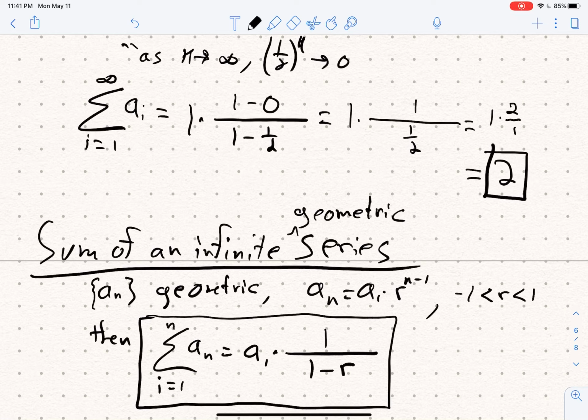That's it for now. We're going to go ahead and use this formula in the next video to actually calculate some more. We've calculated one geometric sequence. The sum of the sequence 1/2 to the n is equal to 2. And now we're going to look at some more infinite sequences in our next video.